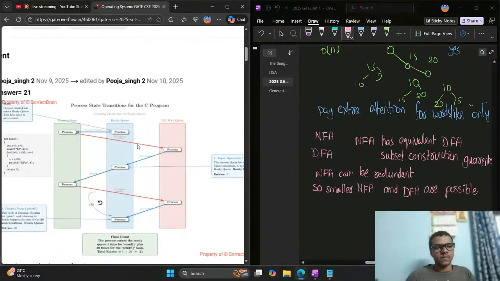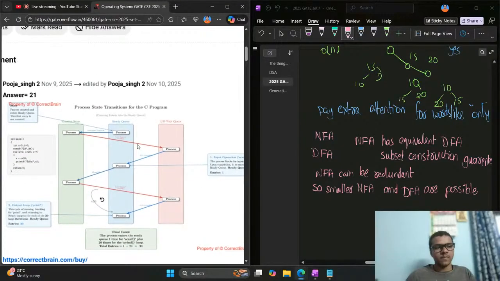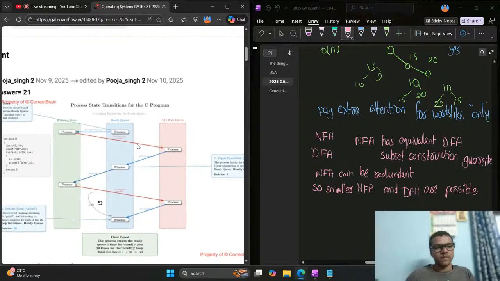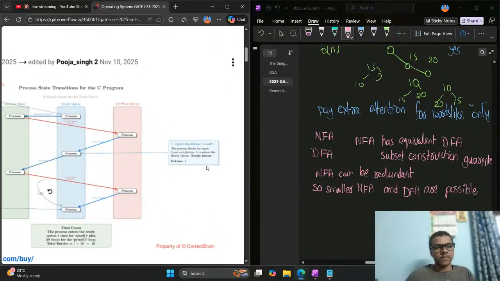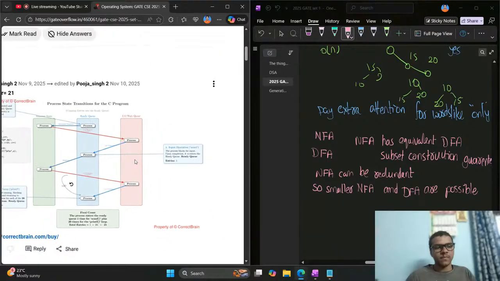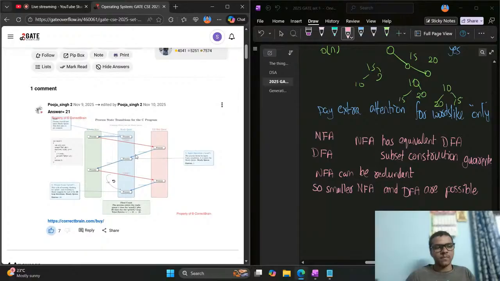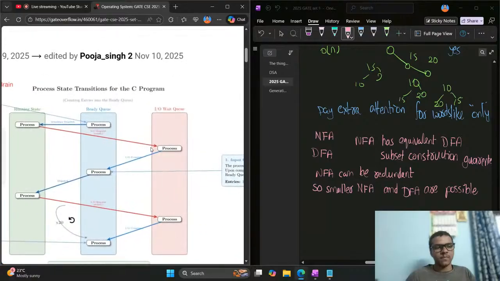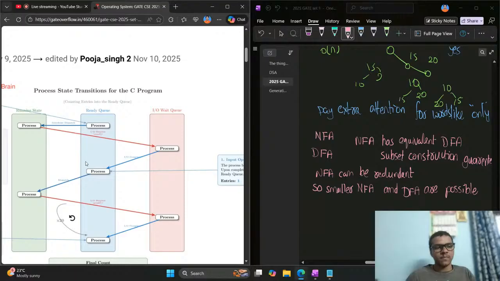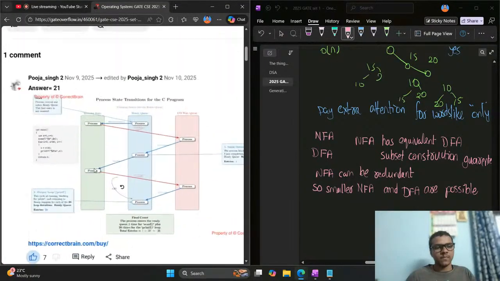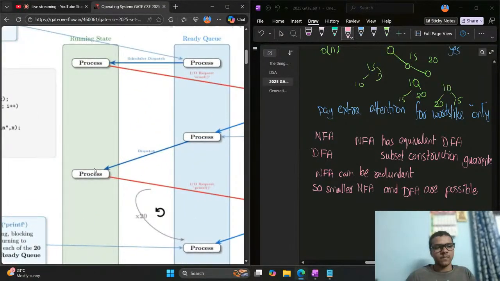Output loop: printf, the cycle continuing. Logging for printf and returning to ready, 20 loops. Input operation: the process blocks for input, and upon completion it re-enters the ready queue. Ready queue entries. Okay. It waited for input and dispatch. IO request.